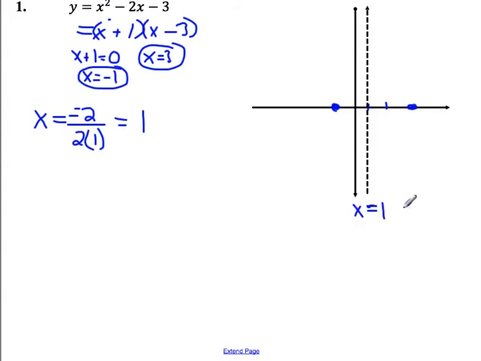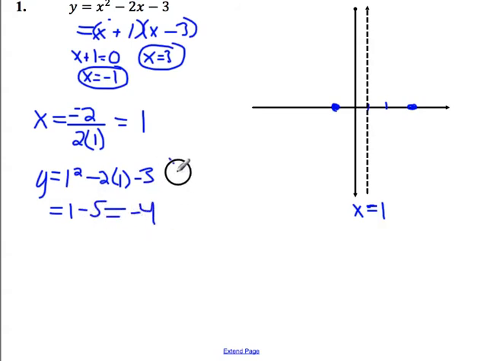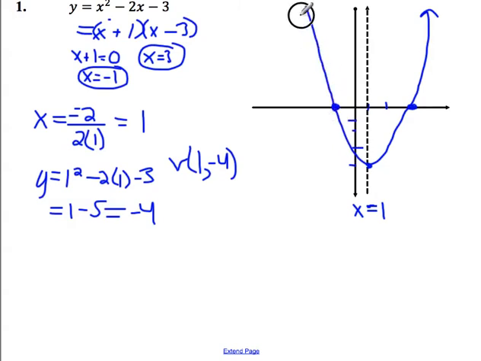Okay, then we plug that in to get the y for the vertex. So we get y is 1 squared minus 2 times 1 minus 3. So that's 1 minus 5 is negative 4. So the vertex is at 1, negative 4. And excuse my sloppiness, it's hard to write with the mouse. So 1, negative 4. 1, 2, 3, 4. Right there. This guy's facing up, so I think we know everything we need to know. So it's going to be like that.